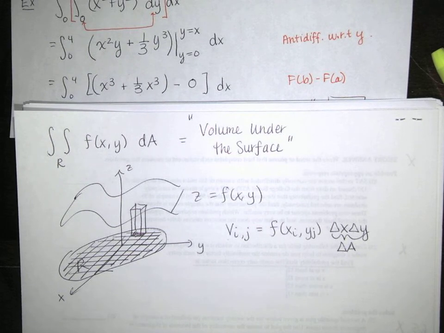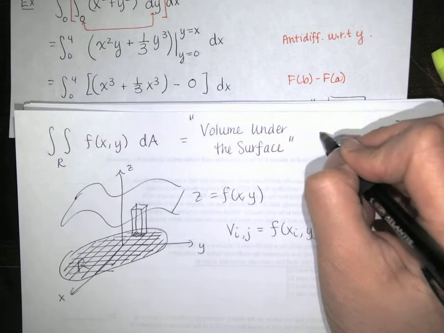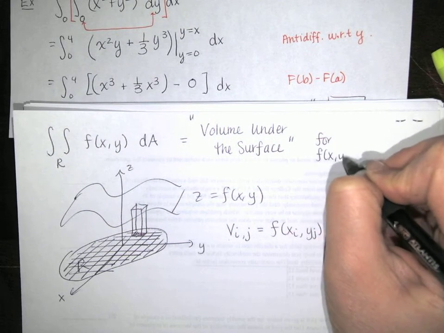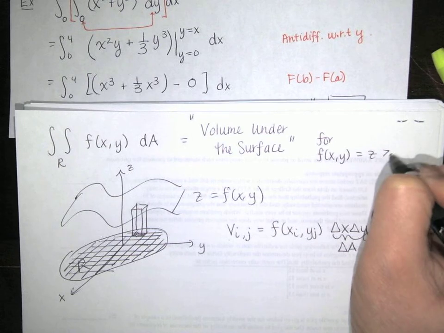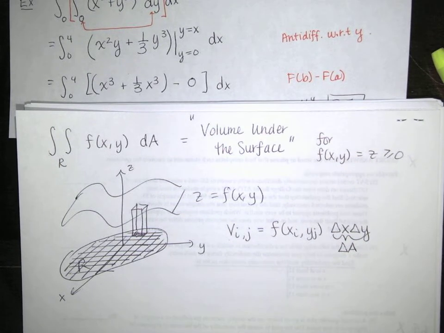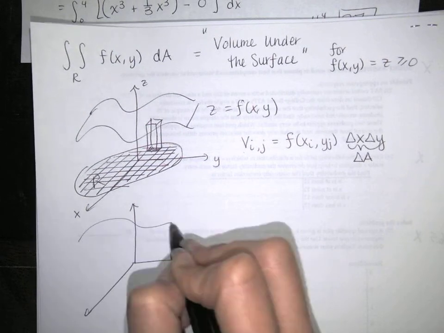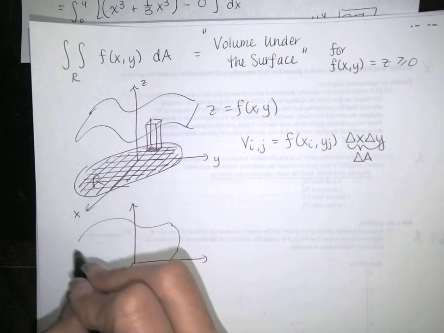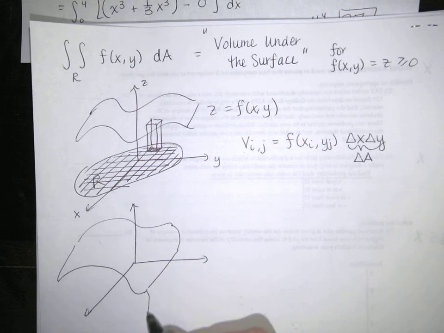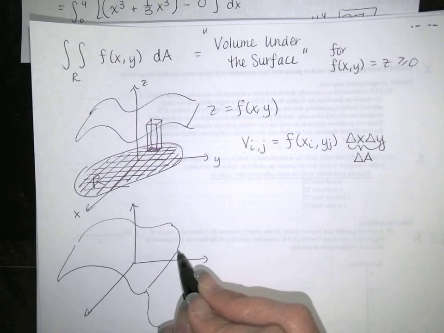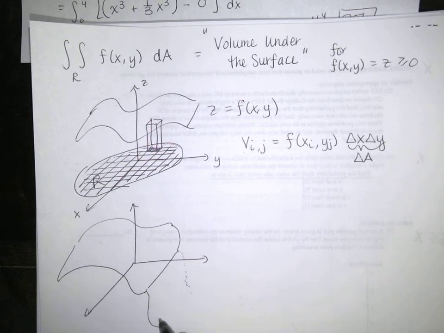Now, if f of x, y is sometimes negative, so this is for f of x, y, that's our z value, being greater than or equal to 0 all the time. What we would get in that case, if f of x, y was sometimes negative, is the net volume under the surface. So it's a little bit harder to draw, but let's say you've got some surface and maybe it meets the xy plane here. And then over here, it's below the xy plane. You have to sort of imagine it down here. It's a horrible picture, I'm sorry.